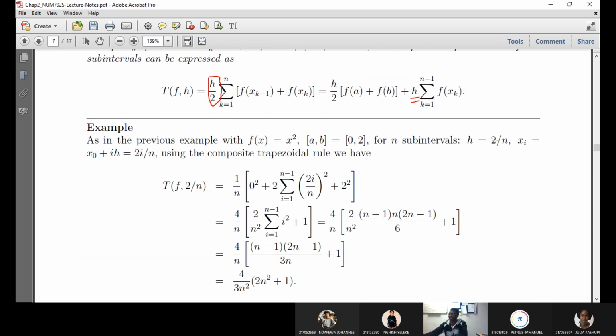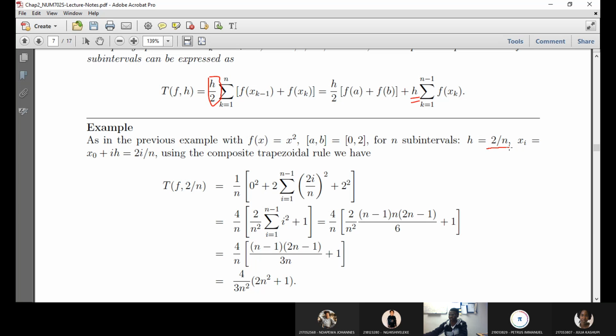So we take h to be 2 by n, right? Because we saw that h is b minus a. So this is our interval. a is 0, b is 2. So h will be b minus a, 2, divided by n. So that's exactly what we have here.